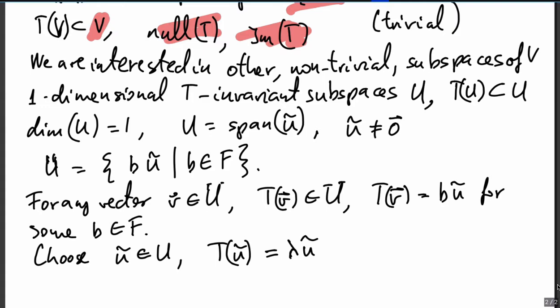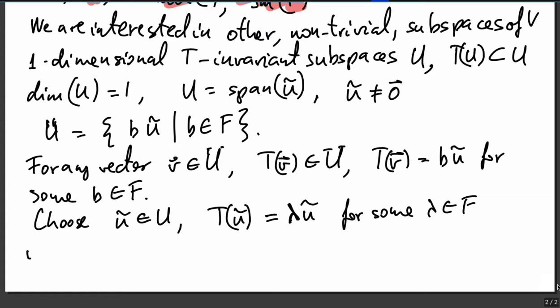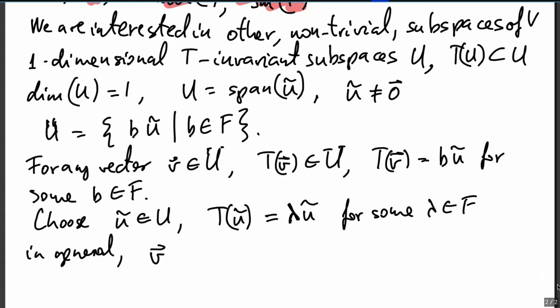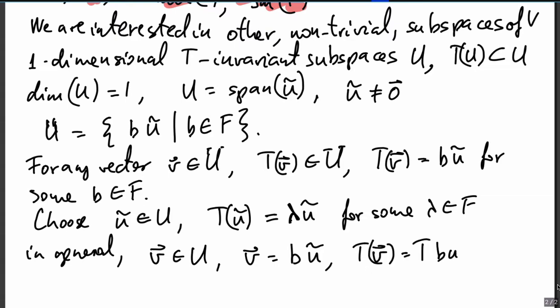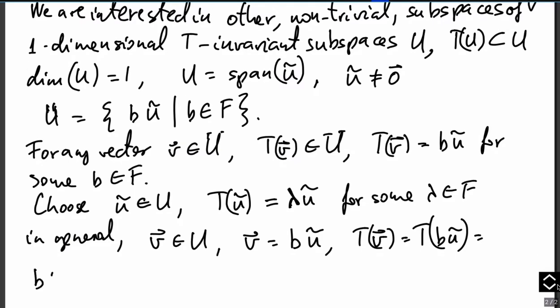And now let me denote this scalar specific to the U tilde as lambda. This is for some lambda from the scalar field. So using this notation, if you have a vector V in this invariant subspace U, V can be written as a scalar multiple of U tilde, since U tilde is a basis, a one-element basis. And then when we apply the linear operator to B times U tilde, since it's a linear operator, we can factor out the scalar B.